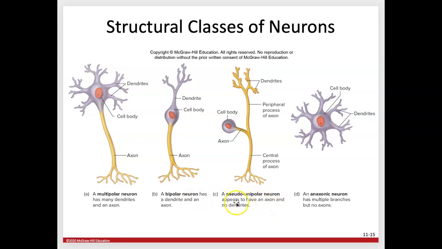A pseudo-unipolar neuron, or sometimes it's just called a unipolar neuron. We have the cell body and a single axon. Even though there's other branches, basically there's only one thing sticking off the cell body itself. Therefore, it's called pseudo-unipolar, and other books refer to it as unipolar. And then an anaxonic neuron is basically multiple branches, dendrites, if you will, but no axons.